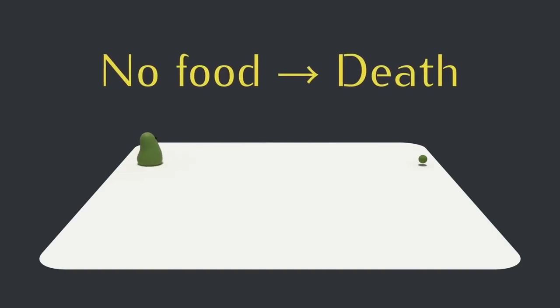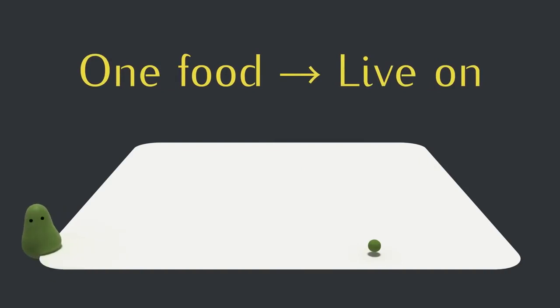Alright, so what does our environment look like? Creatures will live on this plane, and each morning, food appears on the plane and the blobs emerge from their homes around the edge to go out and eat the food. Here are the rules. If a blob fails to find any food before running out of energy, it will die. If a blob gets one piece of food and manages to get back home to the edge, it will live on to the next day.